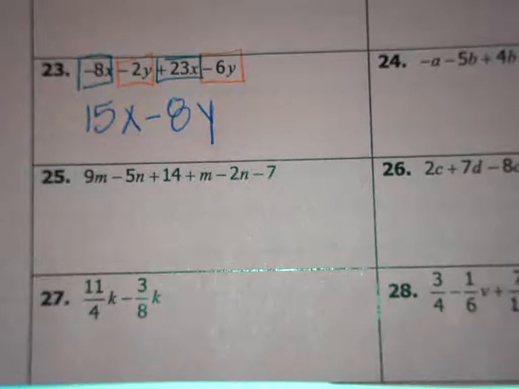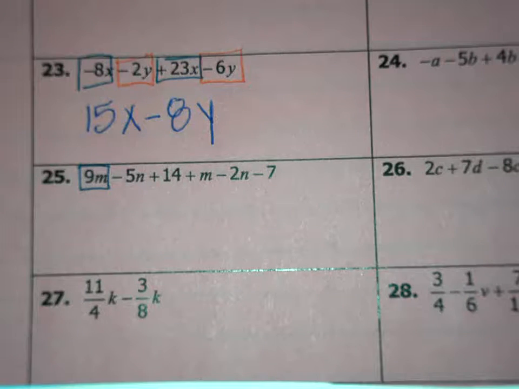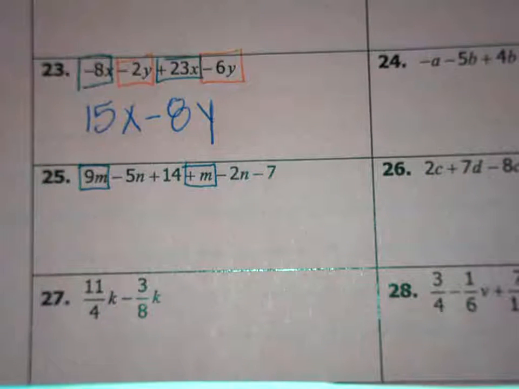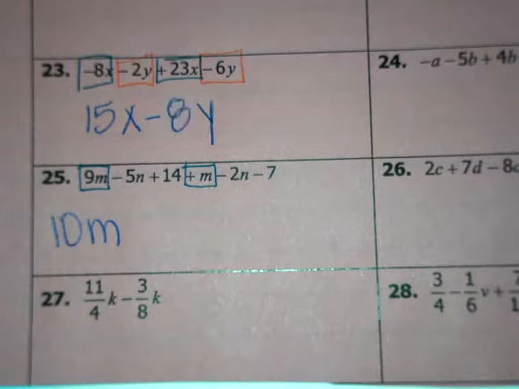Okay, last one we're going to do together. Number 25. What's the first term I should box in? 9m. What should I box in with 9m? Plus m. Anything else? No. So 9m plus m is 10m. Don't forget there is a 1 in front of that m. A lot of students tend to forget that.